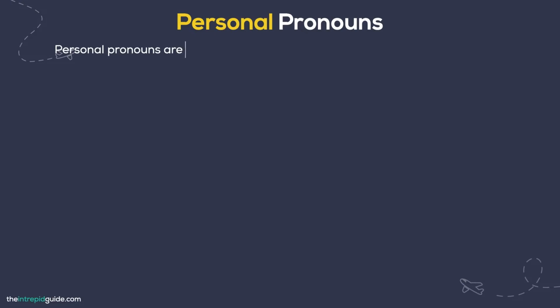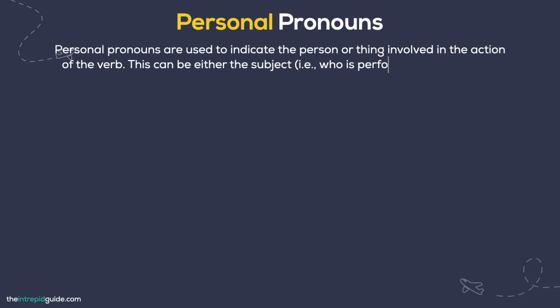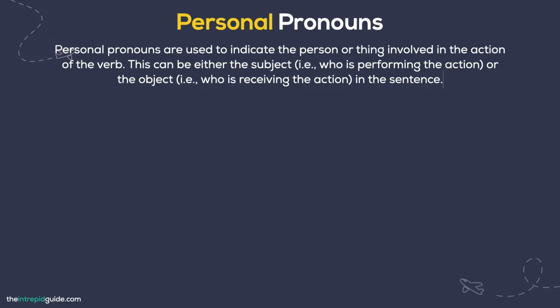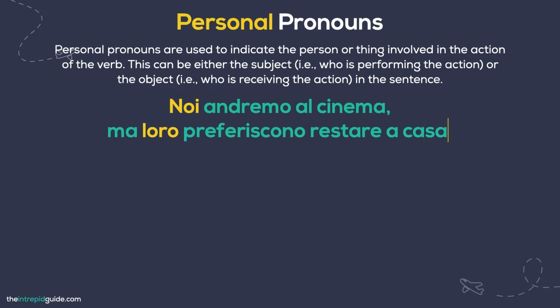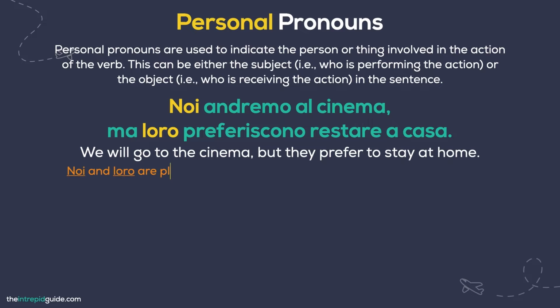starting with personal pronouns. Personal pronouns are used to indicate the person or thing involved in the action of the verb. This can be either the subject, meaning who is performing the action, or the object, in other words, who is receiving the action in the sentence. Here are some examples. Noi andremo al cinema, ma loro preferiscono restare a casa. We will go to the cinema, but they prefer to stay at home. Here, noi and loro are plural personal pronouns used as subjects in the sentence.